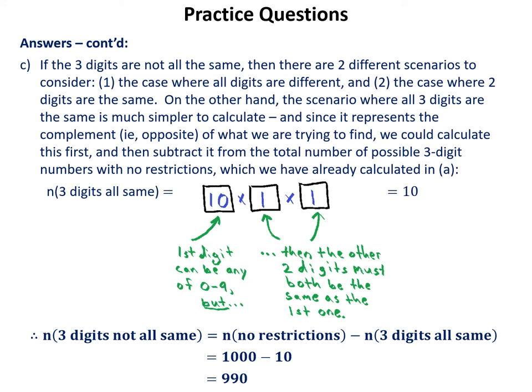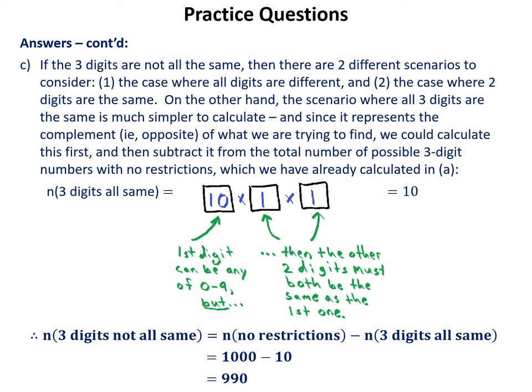So if all 3 digits are the same, the number of different numbers that gives us, we can work this out with a simple 3-box diagram here. For the first digit, we have our choice of all 10 digits from 0 to 9. But once we've committed to a particular digit in the first space, that locks us in to using the same one for the other two. So then our choice is reduced to 1 for the second and the third digits. So the answer ends up being 10 times 1 times 1, which equals 10.